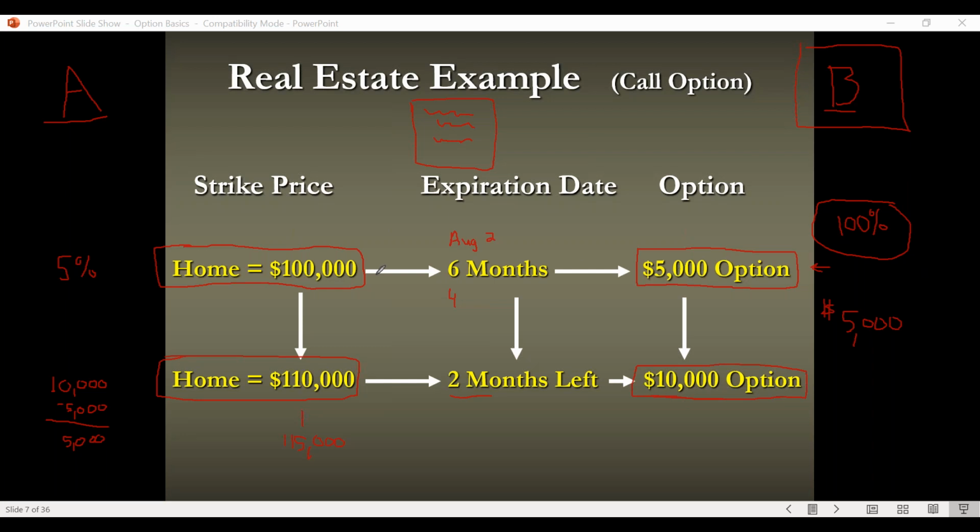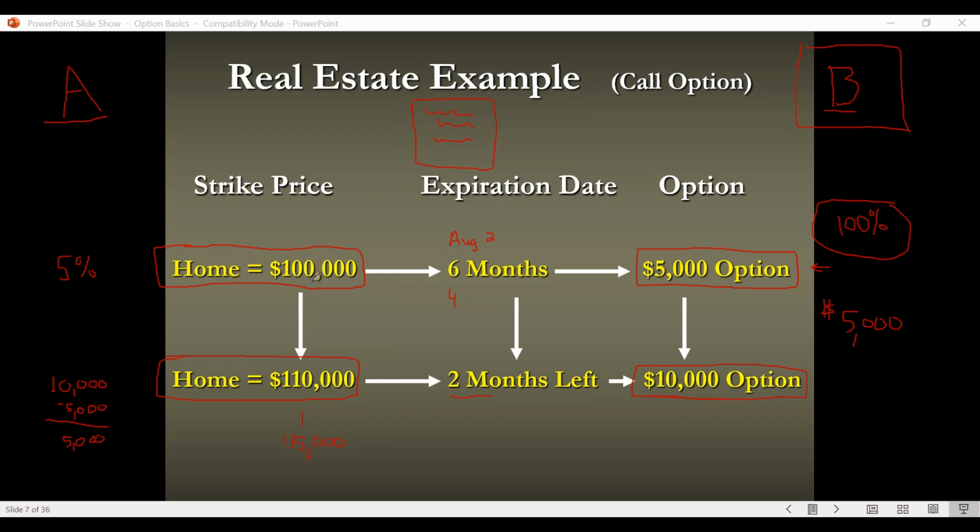See, I was able to control the appreciation of that house without ever owning the house. I owned the right to buy the house, but I didn't ever own the house. And that's what we're going to be doing in the options market. We're going to be able to benefit from the movement of the stock without ever owning the stock. Now, the key part of this, though, is we do have an expiration date.